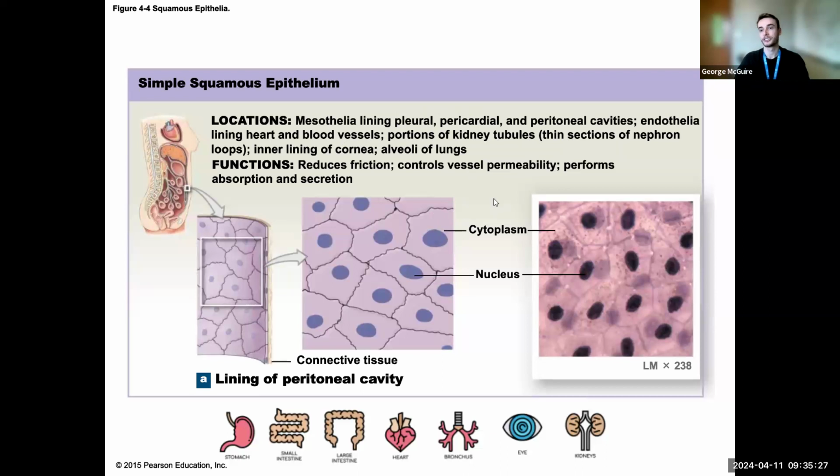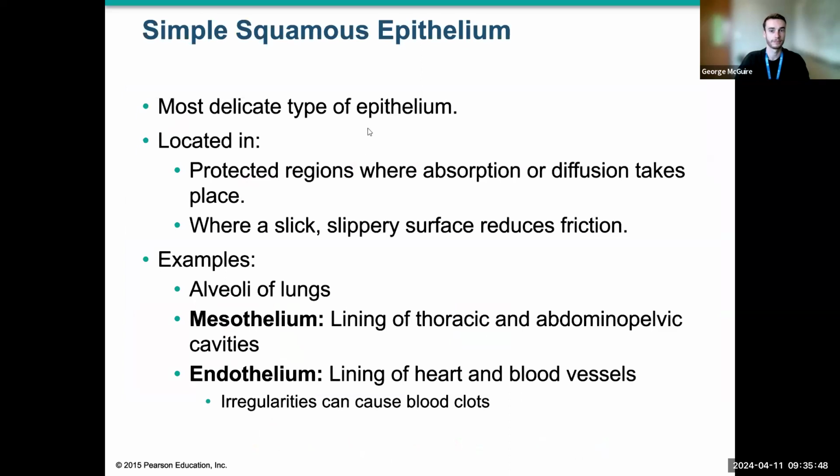And these are typically there to reduce friction. They help control our vessel permeability, so how much of the molecules are able to diffuse or be absorbed between different tissues. And they sometimes are performing that absorption and secretion themselves. So very common epithelia, again, a single layer of those scale-shaped cells.